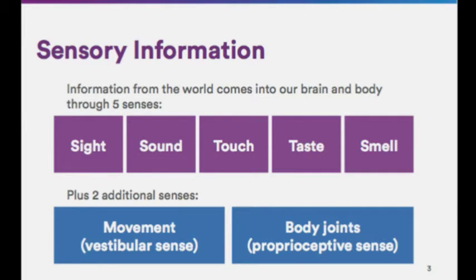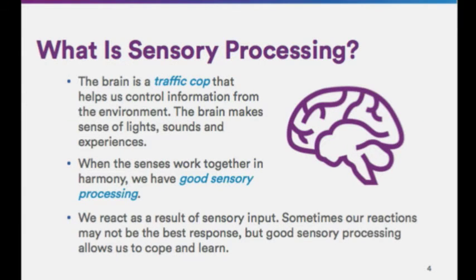So what is sensory processing? A lot of people talk about it as almost having a traffic cop in your brain, controlling the information that's coming in. We get information, just like in the grocery store, from lights, sounds, and experiences, and we need to know whether we need to make sense of that information or not. When the senses work together in harmony, we have good sensory processing.